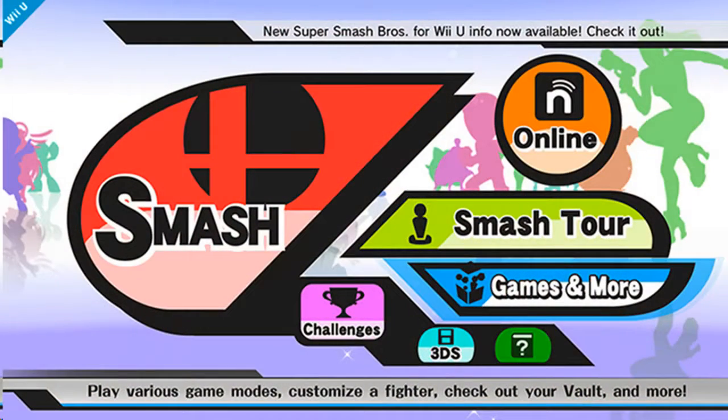In this atrocity, the menu is horribly organized and it is unclear where to go to get to certain modes. All of the different options have different sizes. The description at the bottom shows game modes, customizing a fighter and a vault, whatever that is, and more. Those are so varied and all over the place that I have no idea what to find in it, and this leads into the next section of legibility.